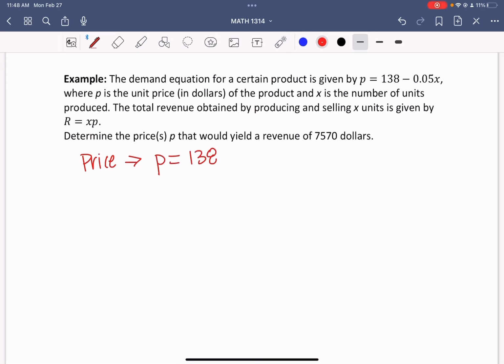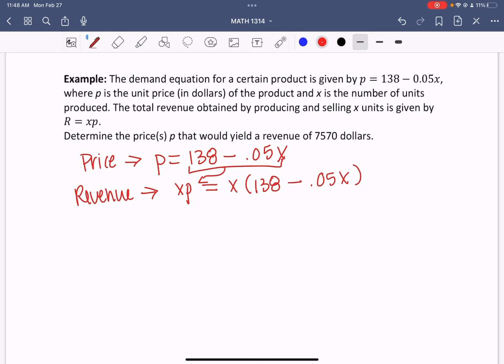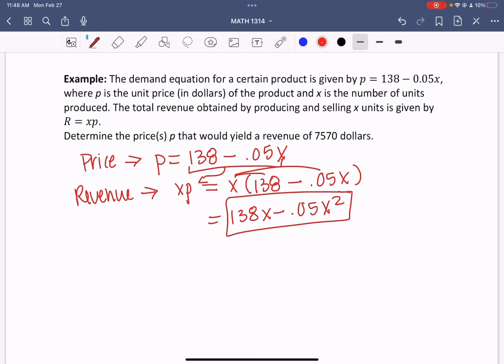P equals 138 minus 0.05x. Then they said revenue is X times P. So we're going to say X times, and we're going to plug in what P is equal to, 138 minus 0.05x. So if I distribute this X, I get 138x minus 0.05x squared. And so there's my quadratic. That's how this is fitting in here.